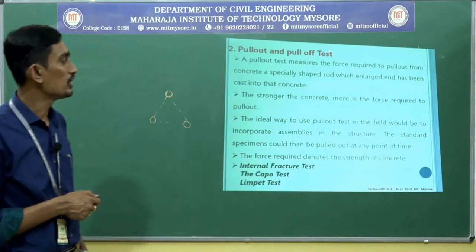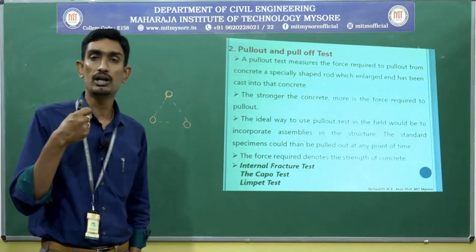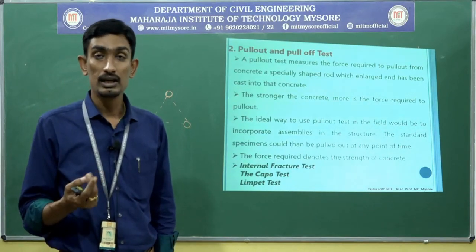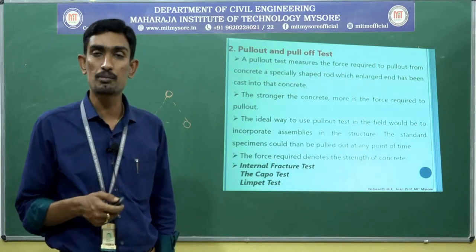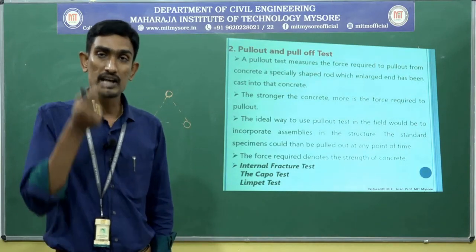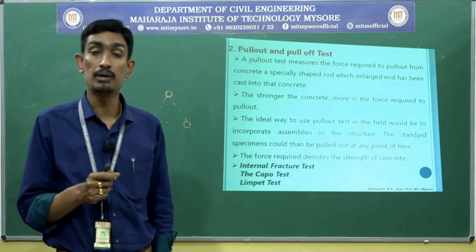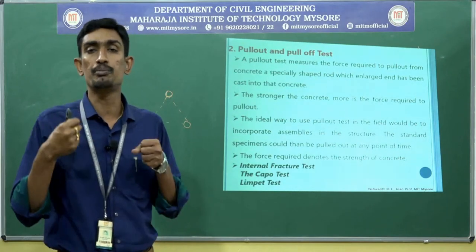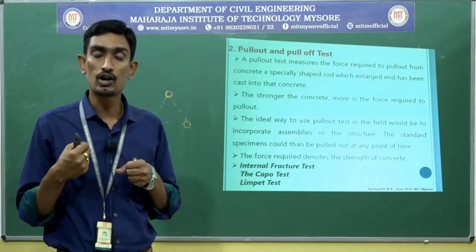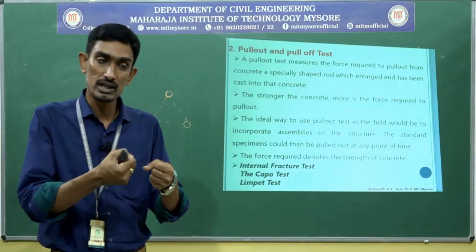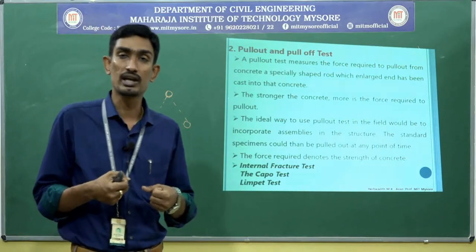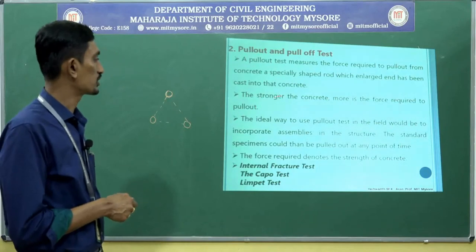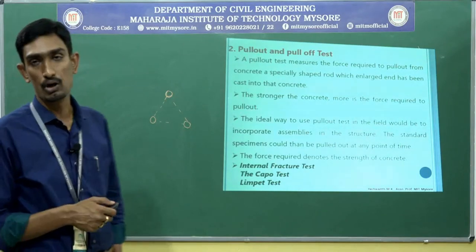If you need more force to pull out that particular equipment, that means the strength of the concrete is good. In the first one, the Windsor probe test, what I explained is: the more the exposed length, the more the strength of the concrete. But in this case, if I use more force to pull out that equipment from the cast concrete, that means the quality or strength of the concrete is good. The stronger the concrete, the more force is required to pull out.